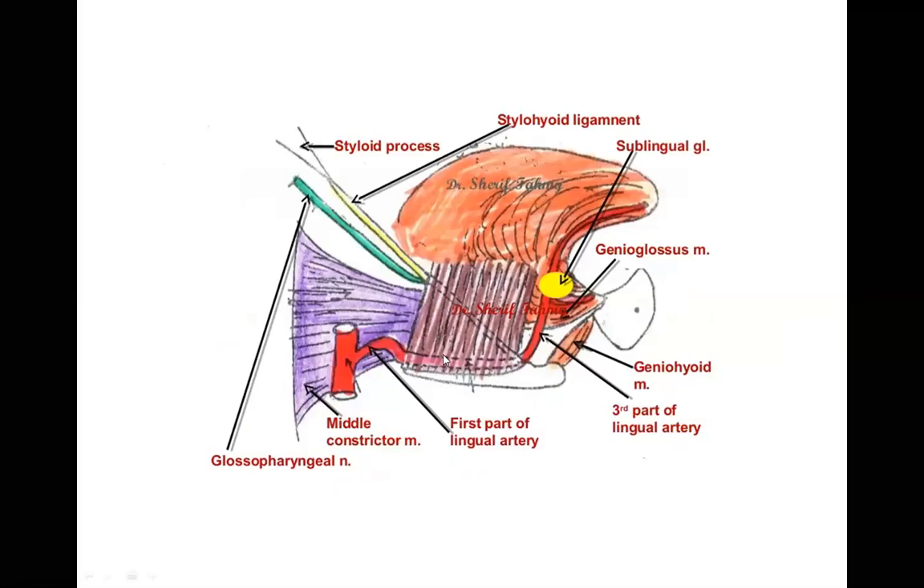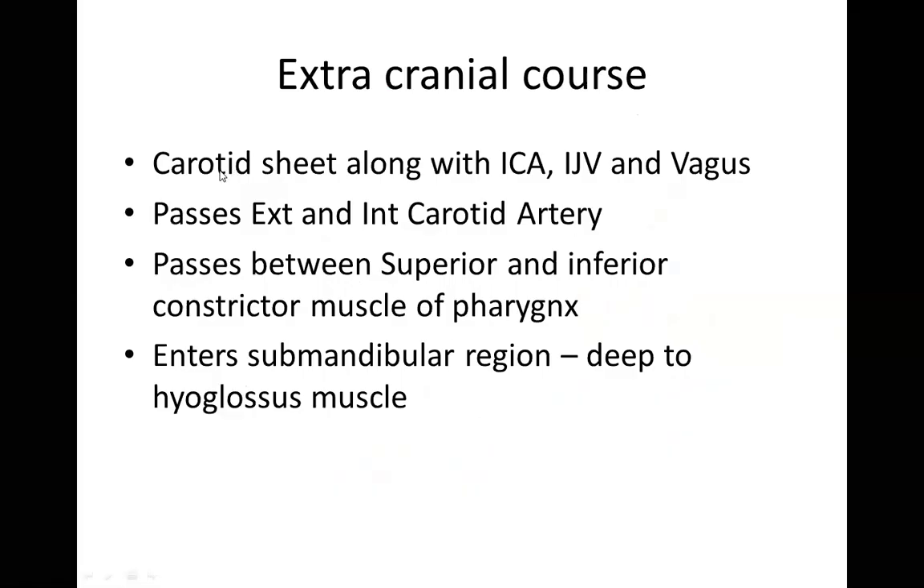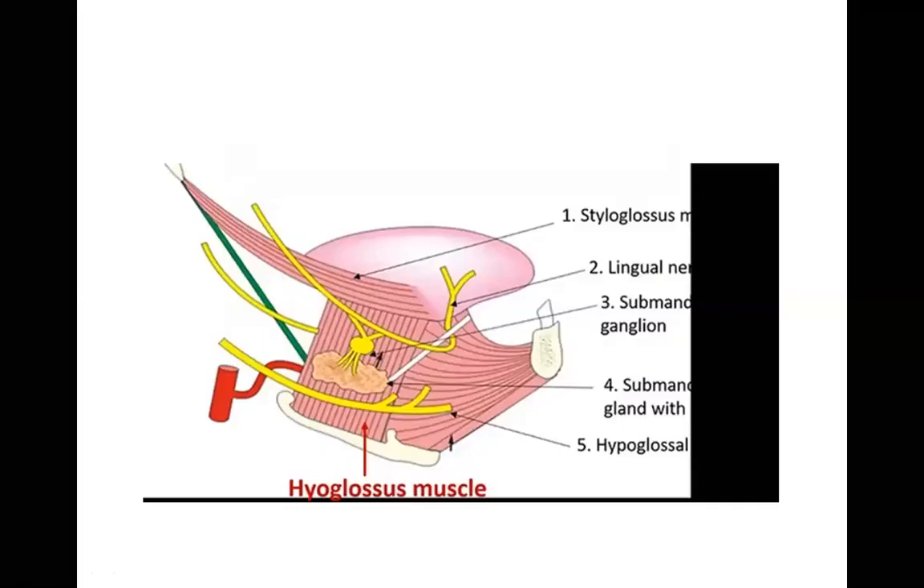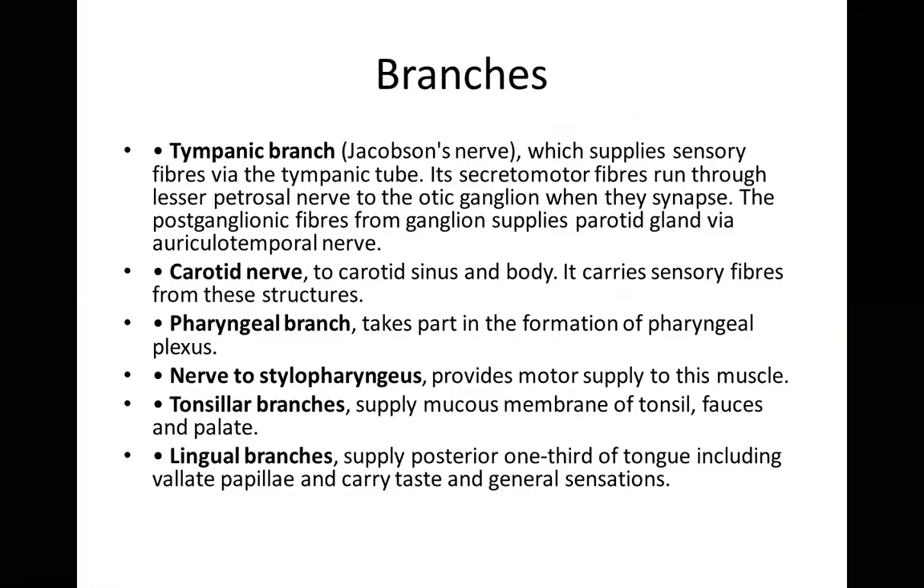Okay, it passes deep. So extracranial course, it lies in the carotid sheath along with the internal carotid artery, internal jugular vein, and vagus, and passes between the internal and external carotid artery. Then passes between superior and middle constrictor muscle of pharynx and enters submandibular region deep to the hyoglossus muscle. So these are the diagrams to show it.